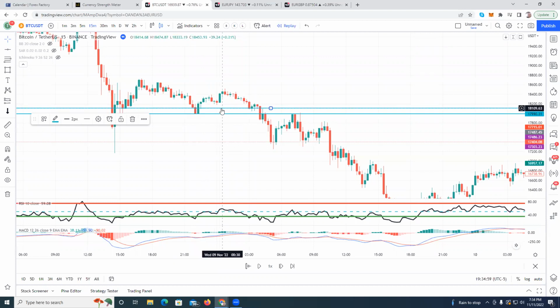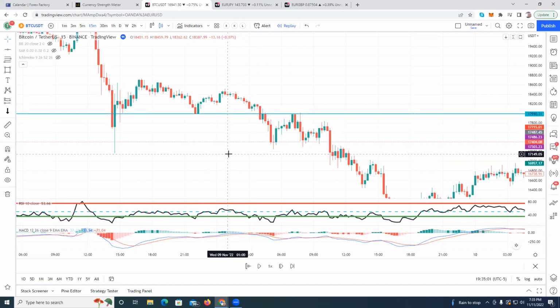Now, when I say we want to look for areas of confluence, what does that necessarily mean? Well, we have a bullish order block here. And then we have price pushing down, and then price pushed back up. And then what happened? We have a bearish engulfing order block, right? Right here.